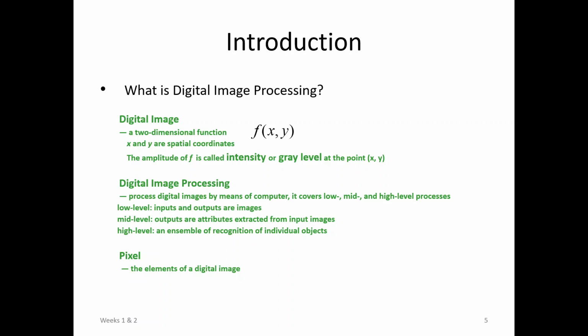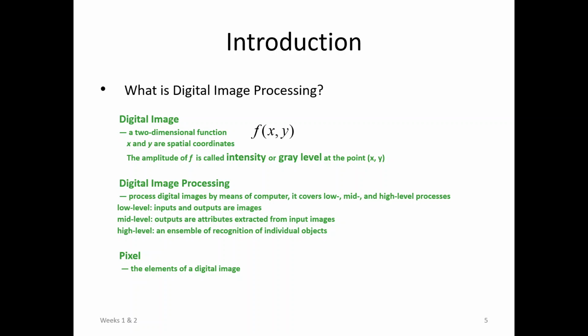Now, if we are talking about digital image processing, a new term comes in: processing. Processing means that we have to process digital images. We have to perform a number of operations over the image. These kinds of processes are known as digital image processing.